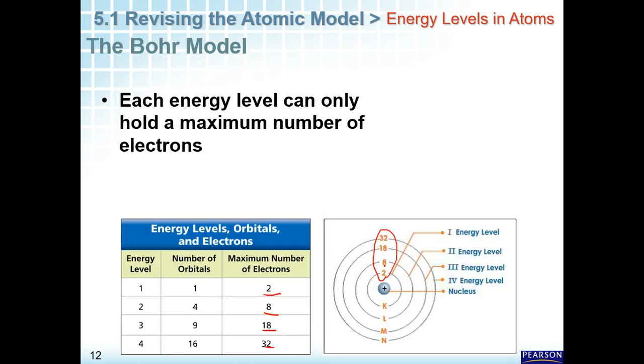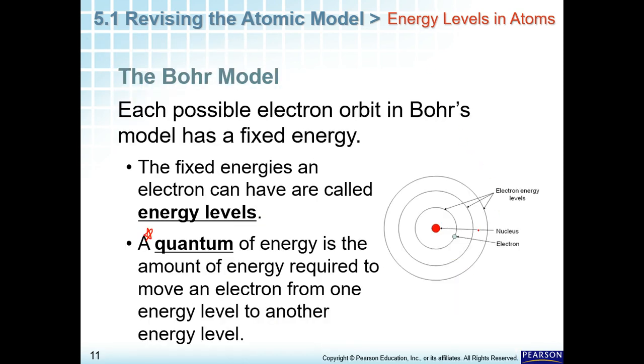So when you see this model, and I'm going to go back a few slides, note that the electron is on that specific orbit. You don't see an electron out here. That would be incorrect. It either has to be on this orbit, the second, or the third.